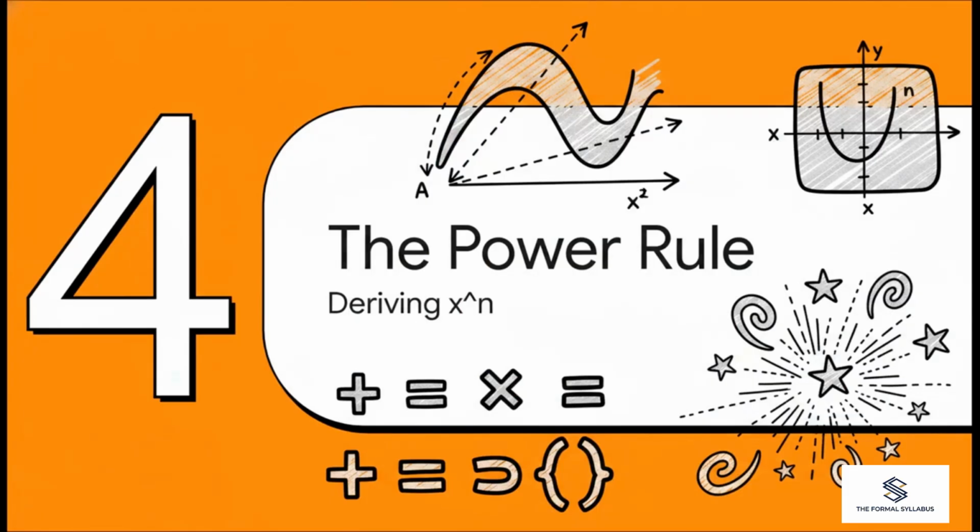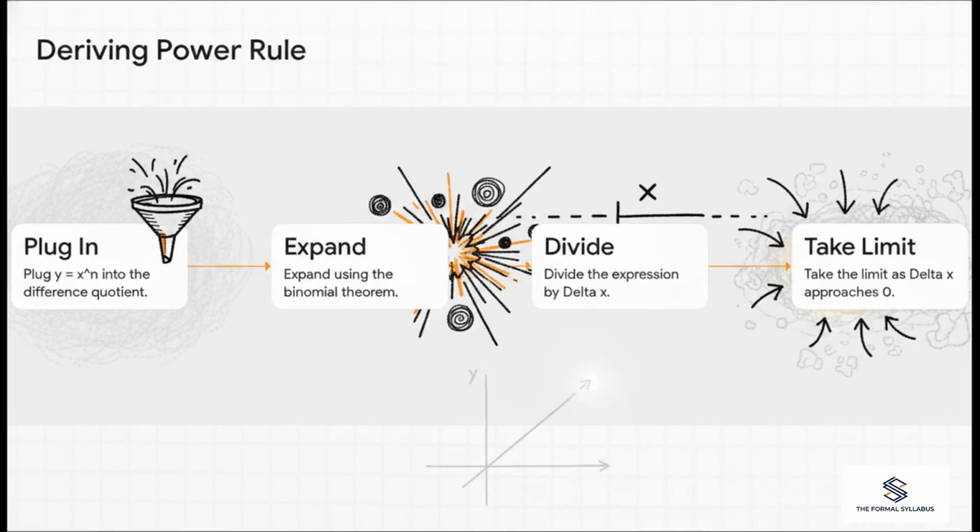Section 4, Deriving the power rule. Okay, so we've got the core concept down. But how do we actually compute these derivatives for common functions without having to draw out secant lines every single time? For instance, how do we systematically handle power functions, like x to the power of n? Well, we use the power rule, and it's actually something we can prove systematically.